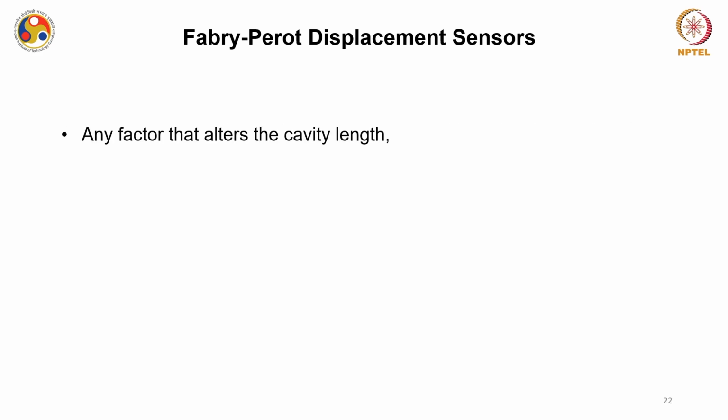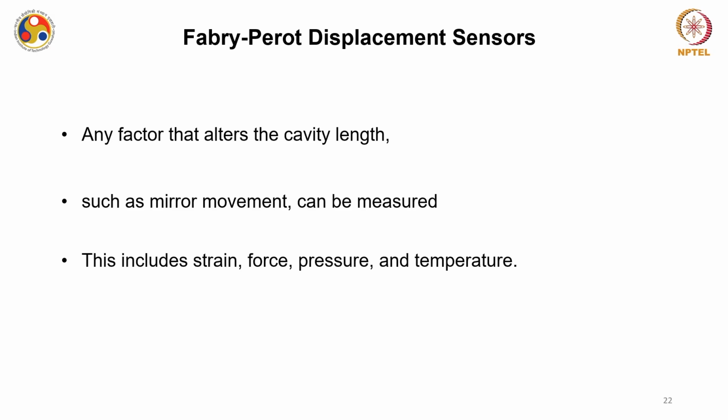Any factor that alters the cavity length, which can lead to mirror movement, can be measured. This displacement can be because of applied strain, applied force, pressure, or simply thermal expansion. Because of any kind of physical parameter, if there is a slight change in the position of this mirror, we will be able to detect it if that change is of the order of the wavelength of the light that we are using as a source. So these devices are very, very accurate.